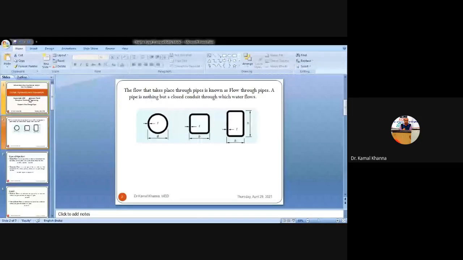You always know that liquid takes the shape of the container or the pipe through which it is flowing, or the container in which it is being stored. So liquid doesn't have any shape of its own. It takes the shape of the pipe, or the container in which it's stored, or the pipe through which it is flowing from one point to another point.